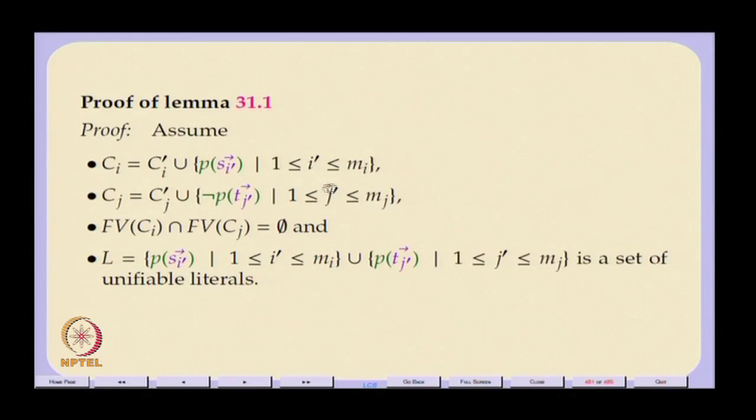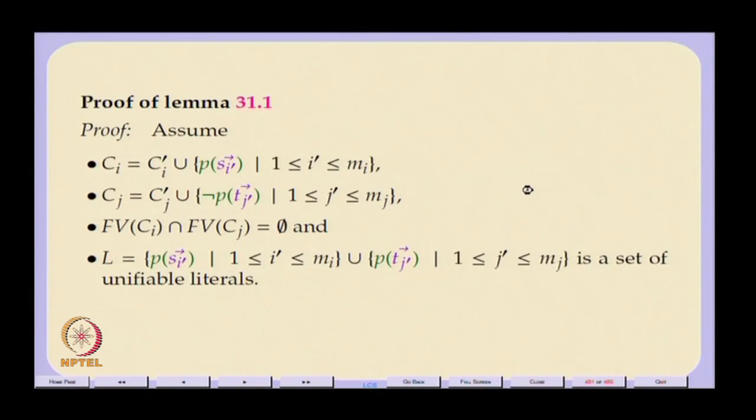All we are saying is that there is some unifiable subset of terms in Ci and Cj, such that the terms you select from Cj prime are complementary to the terms you select from Ci. And of course, we standardize the variables apart, so all the free variables are distinctly renamed. This set, P of Si prime and P of Tj prime, this chosen set is a set of unifiable literals, for which the unification algorithm gives us some substitution.